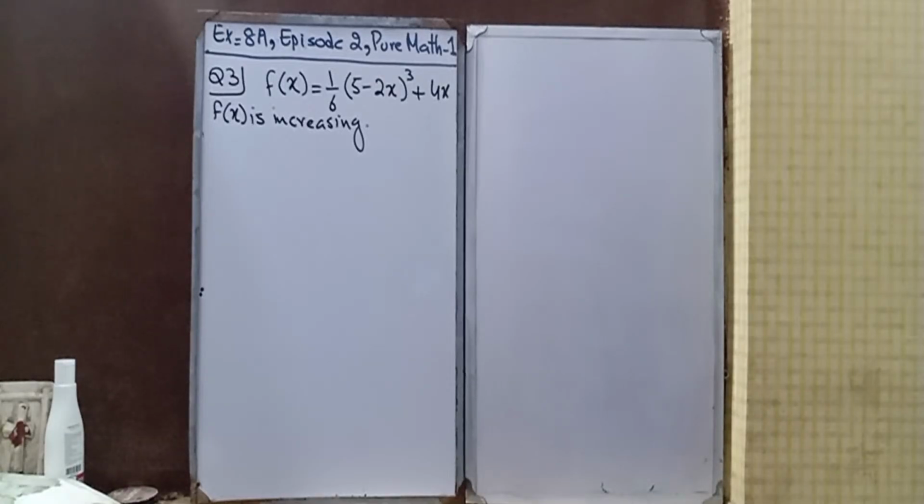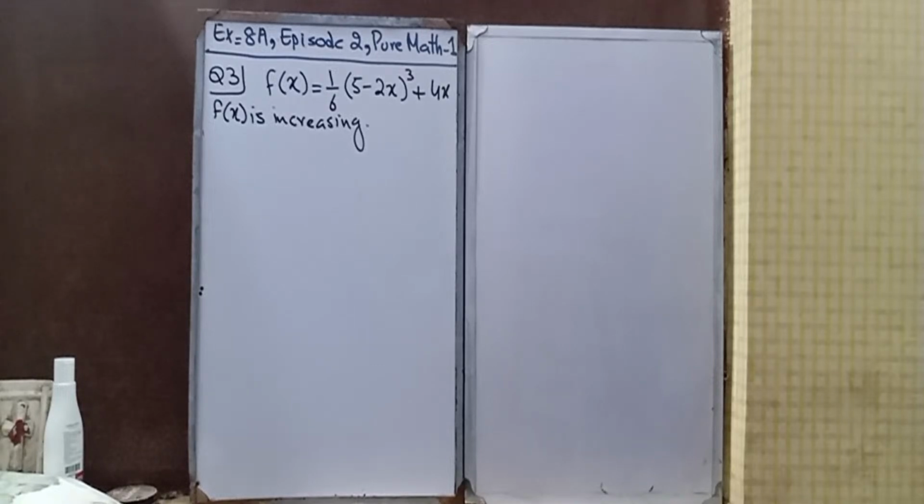This exercise is about increasing and decreasing functions, and by using the first derivative we are going to find whether the function is increasing or decreasing. We are solving the course book of Pure Mathematics 1, A Levels Mathematics 9709. This is the second episode on exercise 8A. So let's start from question number 3.